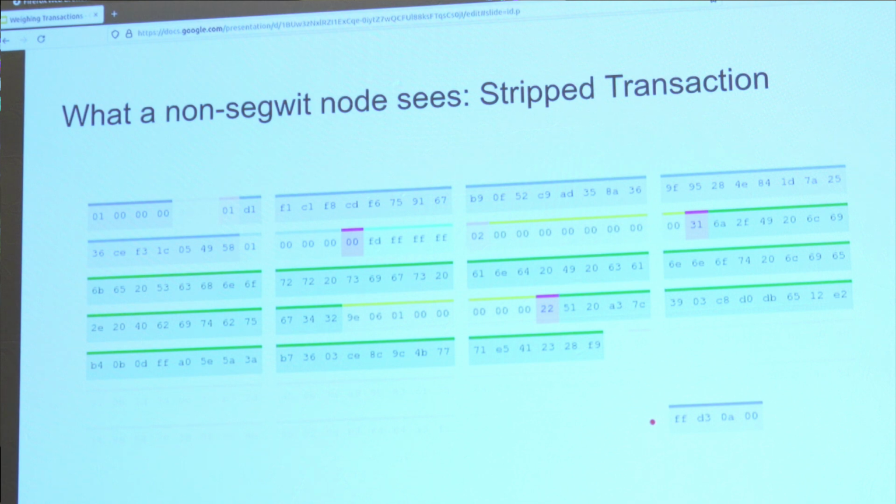Aha. How do we have the same TXID between non-Segwit nodes and Segwit nodes? Well, Segwit introduced another change, which was that we calculate the TXID for Segwit transactions only from the stripped transaction. So we use this as the input to calculate the TXID, which is just the hash of the transaction data.